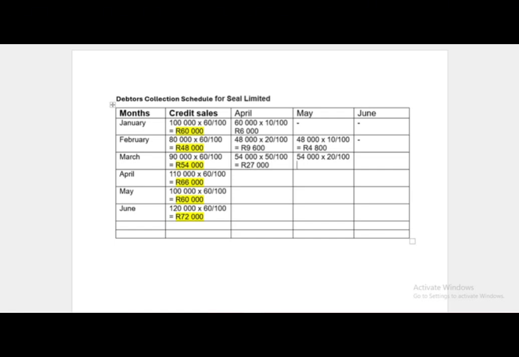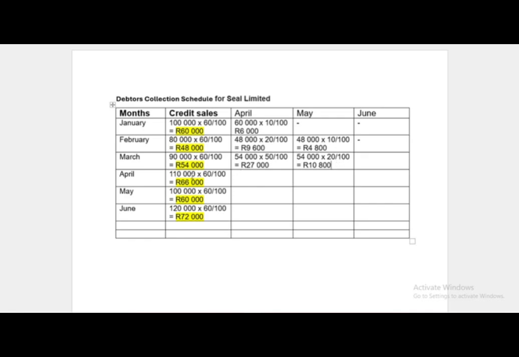So let's put that on the calculator quickly and see how much we are getting. Let's calculate together. It's going to be 54,000 multiplied by 20 divided by 100. I am getting 10,800. Are you with me? And then we are done with collection for March in May.